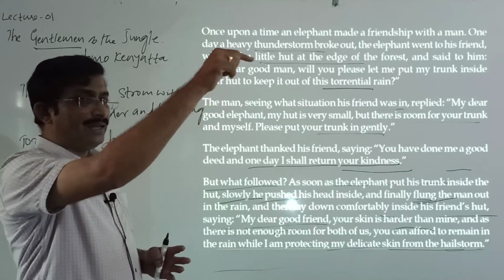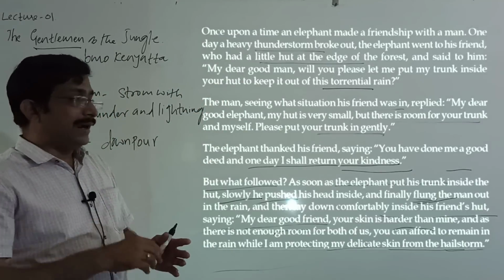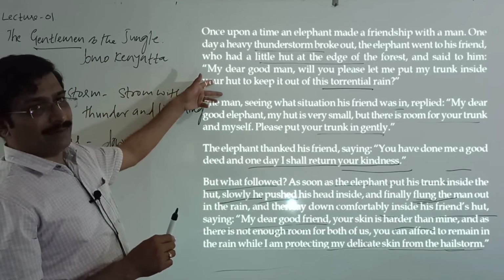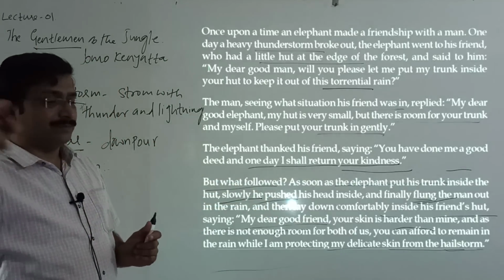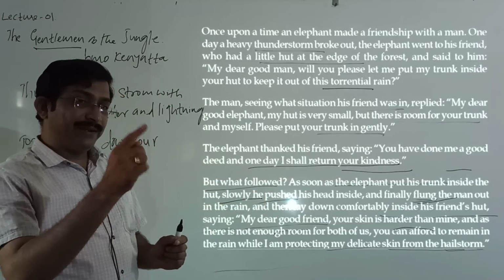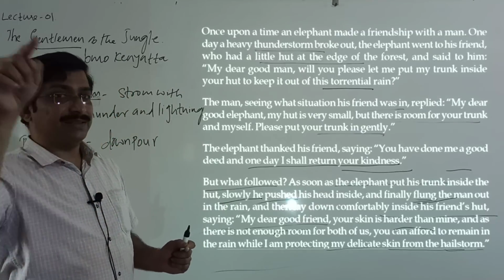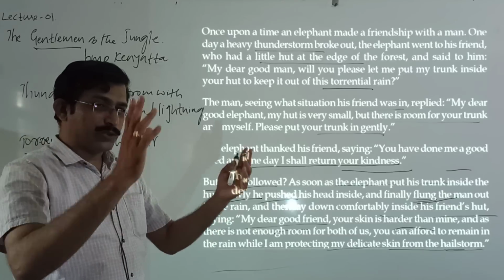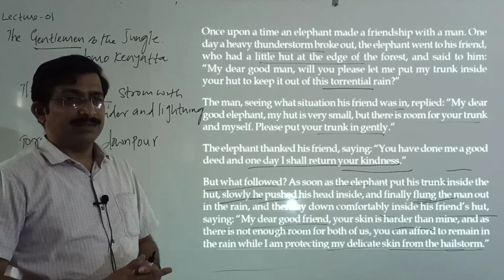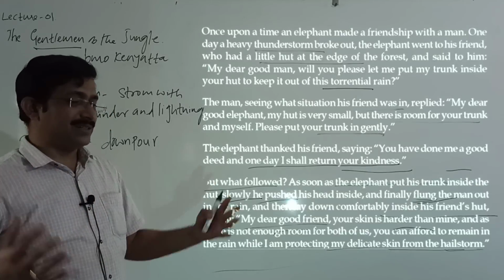He was standing in the rain. It is exactly the opposite of the first paragraph. The man was in the hut, the elephant was in the rain. Now the elephant is in the hut, the man is in the rain. See here, this is called encroachment, expansion, laws, commissions, all these.